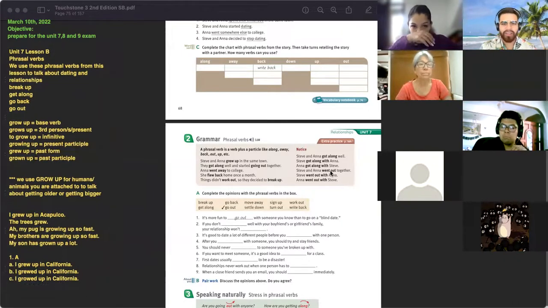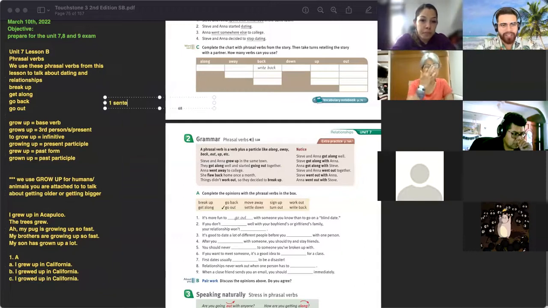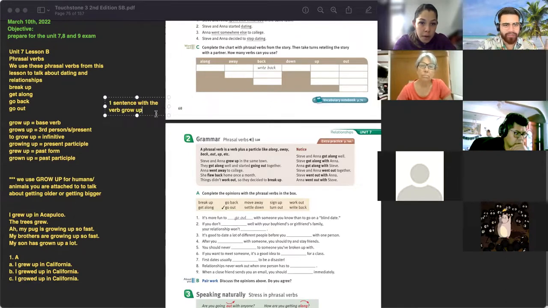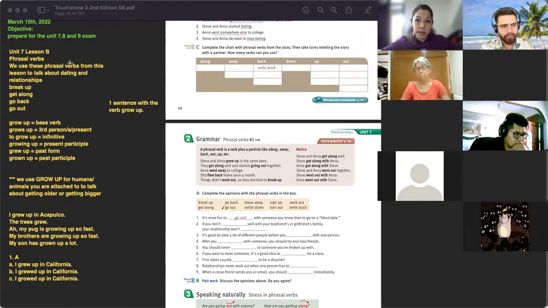No? All right. Well, I want you to write one sentence with the verb grow up. It can be in the present, the past, the future, whatever you want. But write one sentence with grow up. You can change it to grew up, grown up, whatever you want.